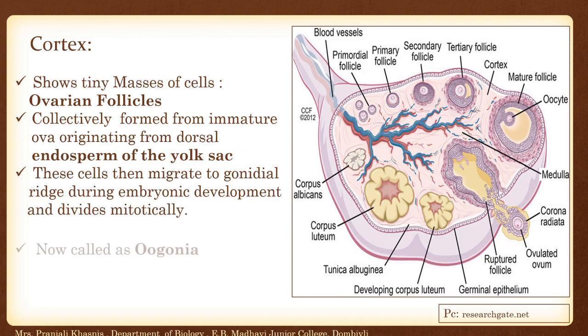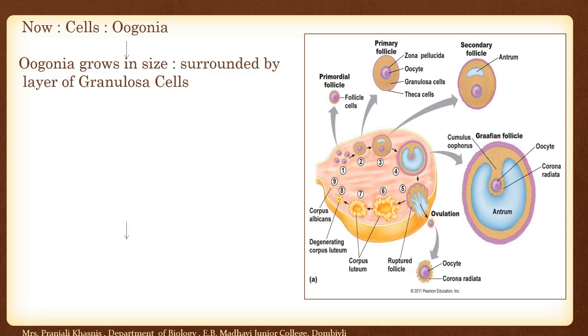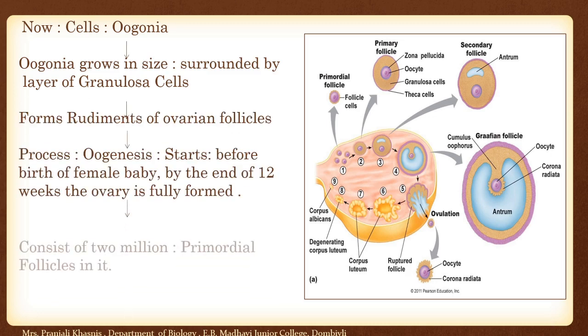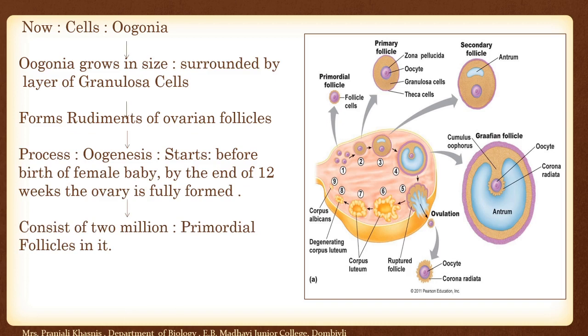Cortex shows tiny masses of cells called ovarian follicles that are formed from the immature ova originating from the dorsal endoderm of the yolk sac. These cells then migrate to the gonadal ridge during embryonic development and divide mitotically. Now these cells are called oogonia. Each oogonial cell grows in size, surrounded by granulosa cells, and that forms the rudiments of ovarian follicles. This process is called oogenesis, which starts before the birth of the female baby. So it takes place in the womb only.